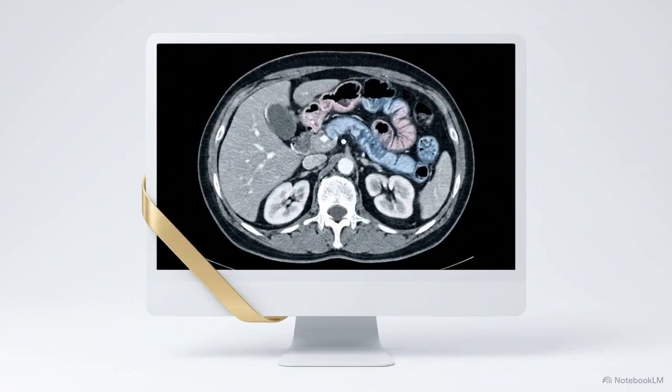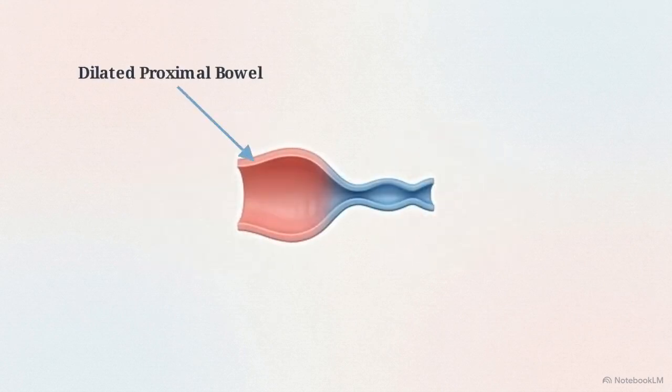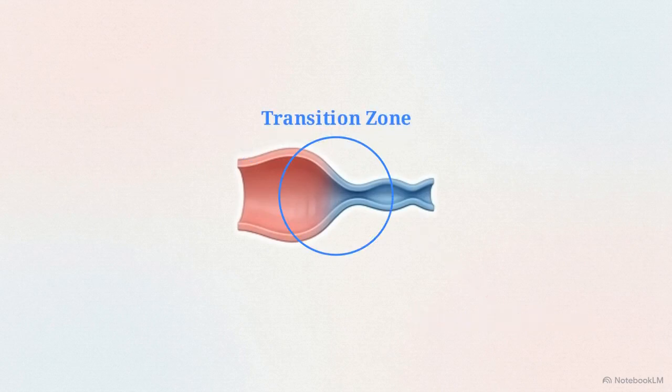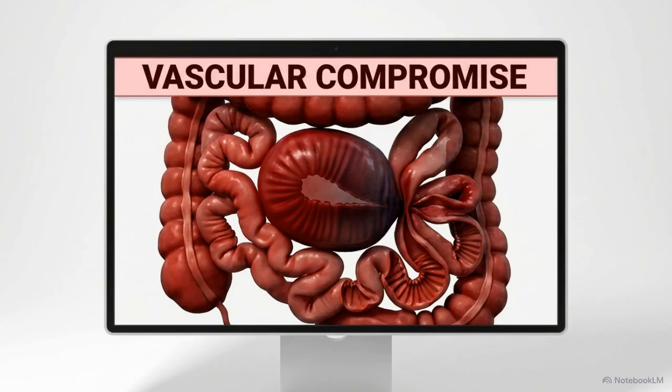While X-rays provide rapid triage, contrast-enhanced CT of the abdomen and pelvis is the diagnostic standard. The CT identifies the exact transition zone, the point where dilated loops of bowel instantly become collapsed. Pinpointing this zone allows clinicians to identify the specific cause of the obstruction, such as an adhesive band or a tumor. Beyond localization, the scan serves a life-saving secondary function, detecting early signs of strangulation.